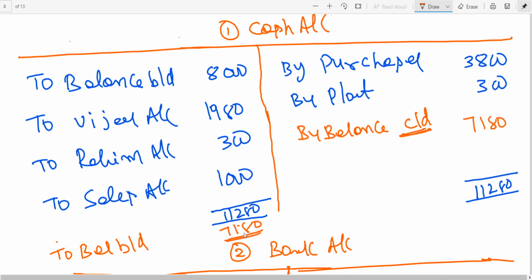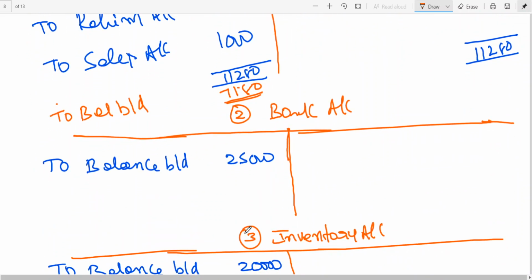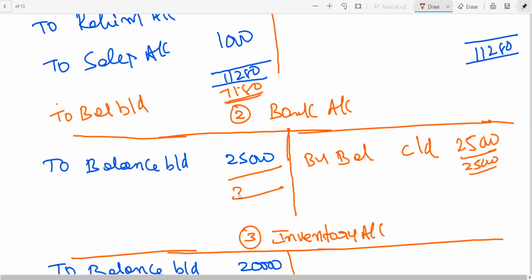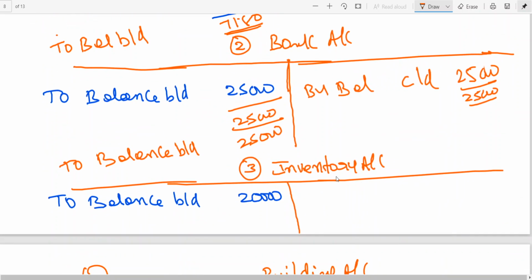And this closing balance for the next day will become brought down. Tell me, cash account is showing which balance? Debit balance. In the bank account we haven't had many transactions, so what am I writing? By balance carry down 25,000. To balance brought down 25,000. As far as inventory is concerned, you don't have any transaction during the month. So the debit side is showing more. By balance carry down 20,000.